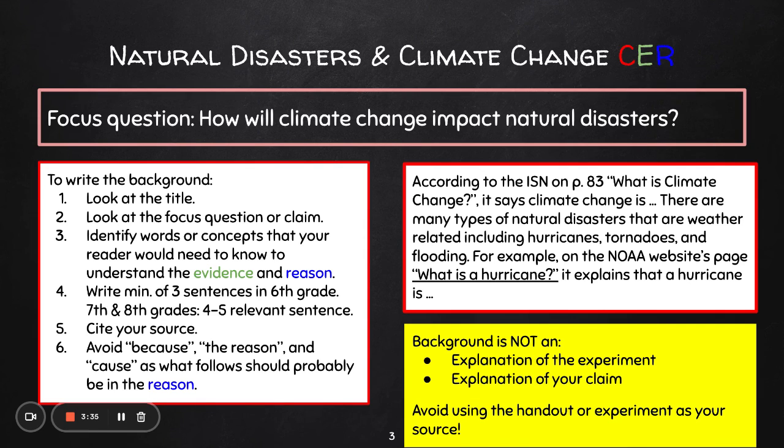What you're not doing in the background is explaining an experiment. So you don't want to be like, in the experiment, we did this. That is not background information. You're also not saying my claim is correct because. You're not going there. Also, if you're given a handout that has data on it, like your evidence sheets, don't cite that handout for your background. You want to go back in your notebook and find something that happened before. Hence the reason it's background.